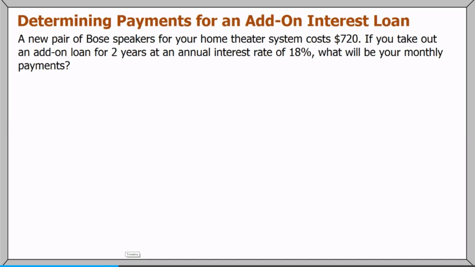First, we need to use the simple interest formula, I equals PRT, to calculate the interest. The principal, P, is $720. We need to write the interest rate, 18%, as a decimal, so we will use 0.18 for R. Finally, since the loan is for 2 years, T equals 2. We have 720 times 0.18 times 2. Multiplying, we get $259.20.